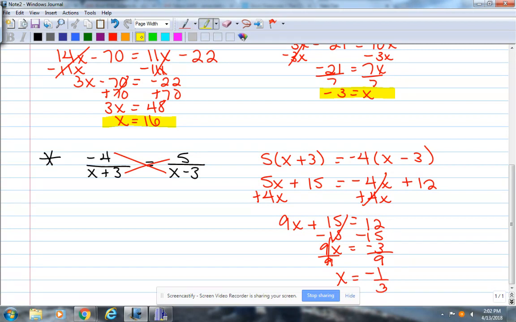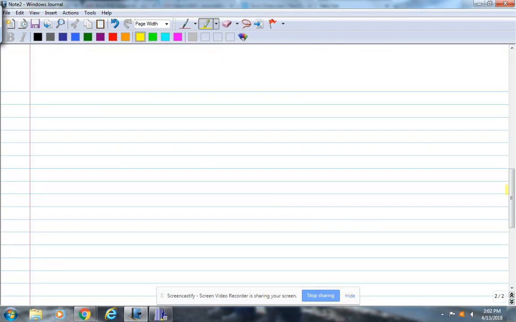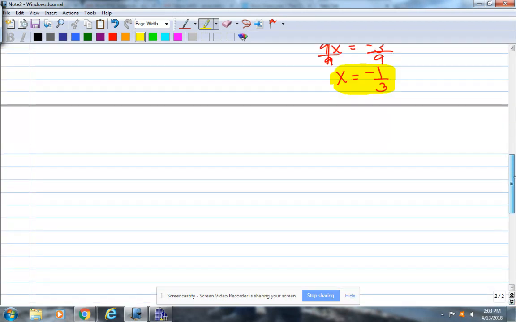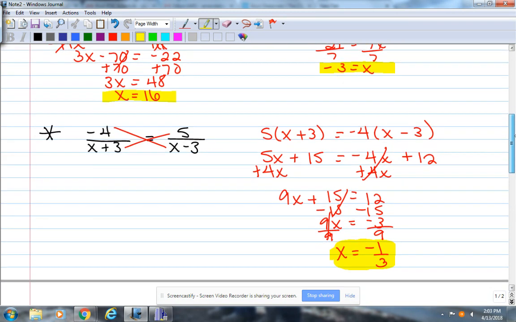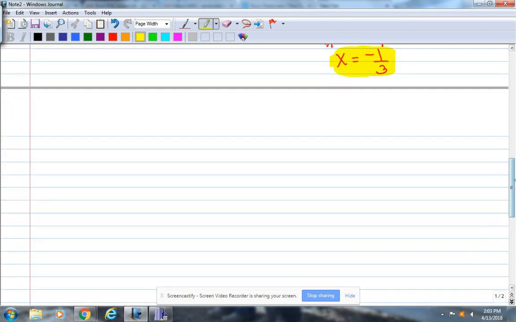Raise your hand if you got negative 1/3. Good. Good job. All right. So that's how you do it when it's set up to be like a proportion.